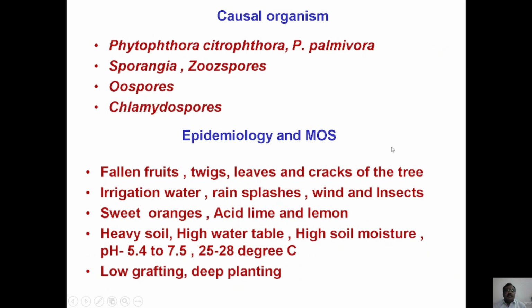The causal organisms, Phytophthora citrophthora as well as Phytophthora palmivora, are known to produce sporangia during asexual reproduction, and the internal contents of the sporangia are differentiated into zoospores. The sexual spore here is the oospore, and it also produces chlamydospores.